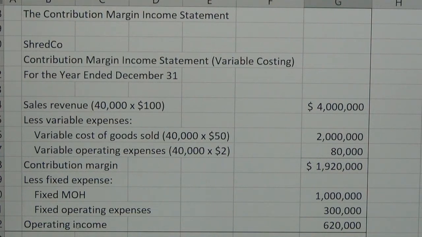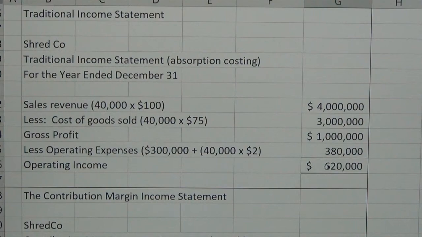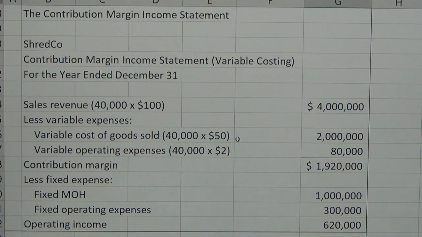Now, if you recall, this operating income, $620,000, is the same as what we came up with in the traditional income statement. But the presentation is different, right? The presentation is different because now we're breaking our costs up between variable and fixed. This helps management understand what every additional unit is going to cost by breaking it up between variable and fixed. At least it's going to give us a better feel for it, right?